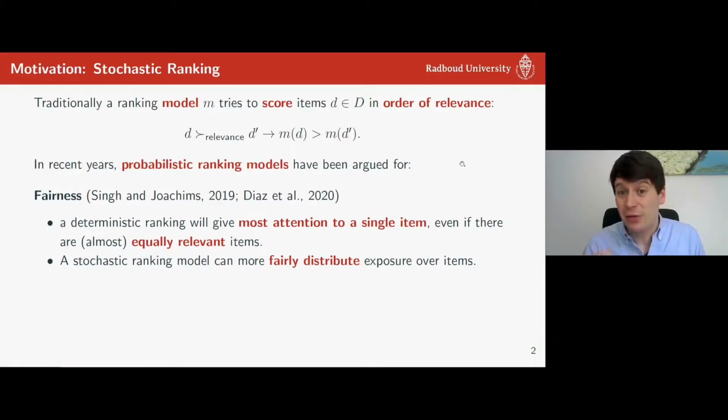This can be very unfair if there are other items that are equally relevant or equally preferred by the user, or almost equally preferred. Even though the difference is very small, the difference in attention can be very big in this case. And if they're exactly equally relevant, then there's one item that's going to be number one. It's going to be getting a lot more exposure or attention from the users than all the other items.